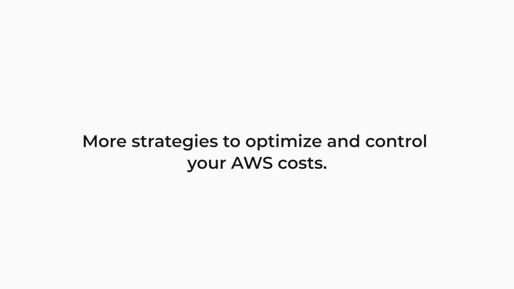And that's it. You've successfully created your first AWS budget. Now, AWS will monitor your spending and send you alerts when you're nearing your set limits, helping you stay within budget and avoid unexpected charges. In the next lesson, we'll explore more strategies to optimize and control your AWS costs.